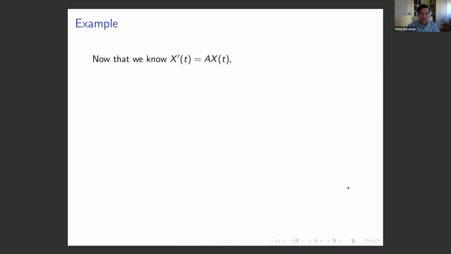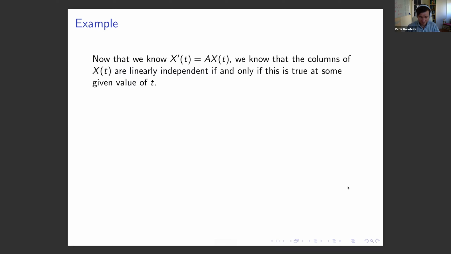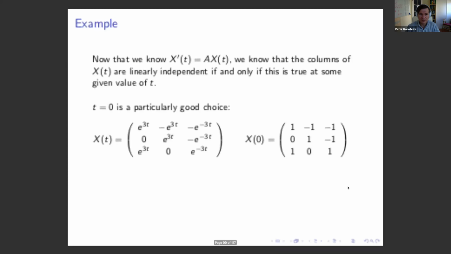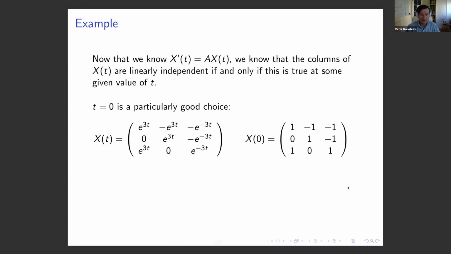So we know that this is true, and now we need to show that those columns are linearly independent. And as we just discussed, it suffices to show this only at some given value of t, and the most obvious value of t to substitute is t equal to 0. So then matrix X of 0 has a particularly easy form, from where it's more or less clear that it's invertible. So all these columns are linearly independent.